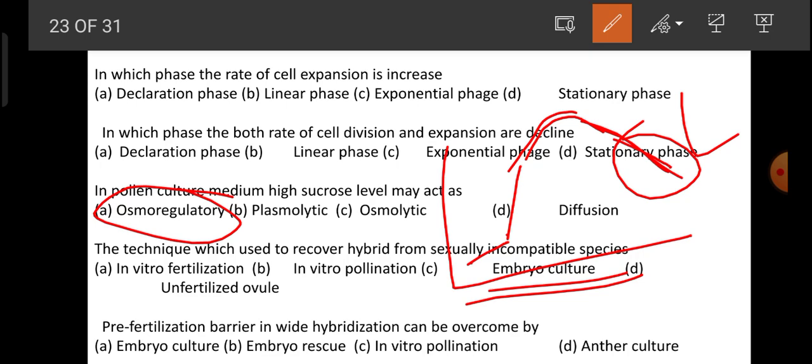Next question, pre-fertilization barriers in wide hybridization can be overcome by. As I have already explained pre-fertilization and post-fertilization barriers in previous slides. The options given here are embryo culture, embryo rescue, in vitro pollination, and anther culture. The answer here is C, in vitro pollination.